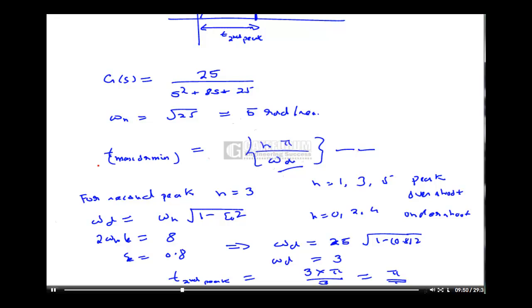So depending on the value of n, I will have either an overshoot or an undershoot. Okay, so we have to look at that. Just in case we want to find the first undershoot, n value will be 2. At that time we use 2 here. Omega d value will remain the same, which is equal to 3. So 2 pi by 3 is the answer for the first undershoot. Okay, like this we have to continue and find the answer.